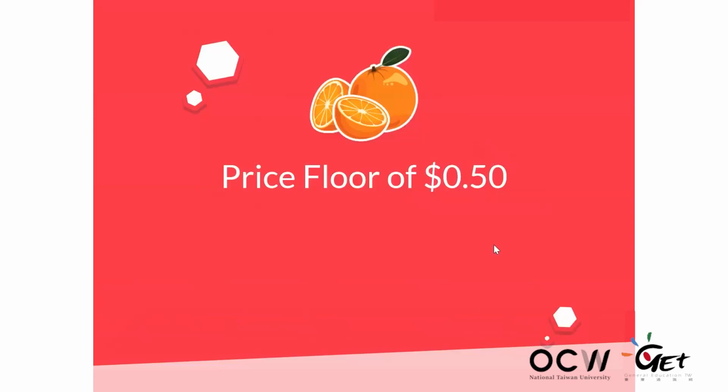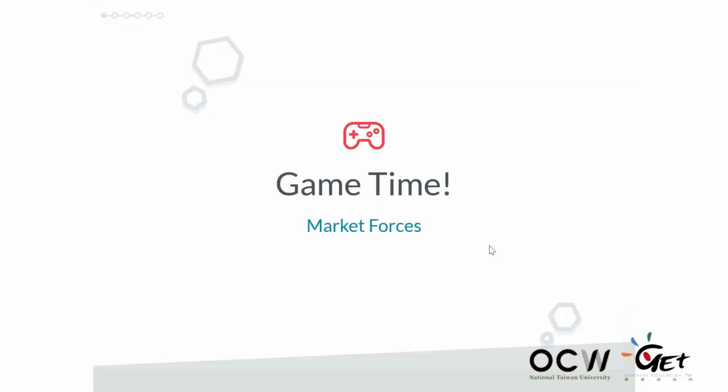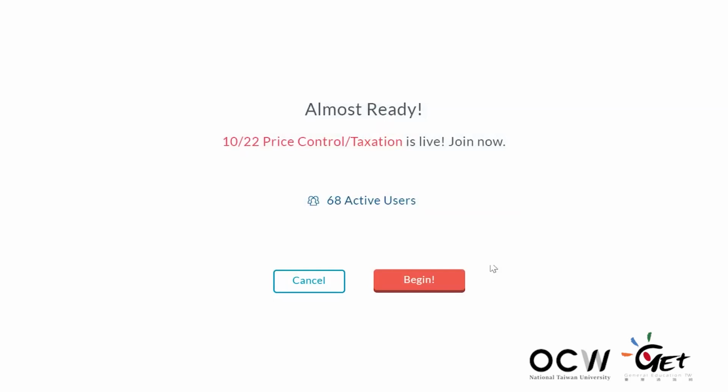So now we're going to go to price control. First, we're going to have a price floor of 50 cents. What does that mean? A price floor means that that's the floor, right? So you cannot go below the floor. So you cannot have a price below 50 cents. Question, what would happen? Well, we'll have to find out. So, okay, everybody's in, and that should start.